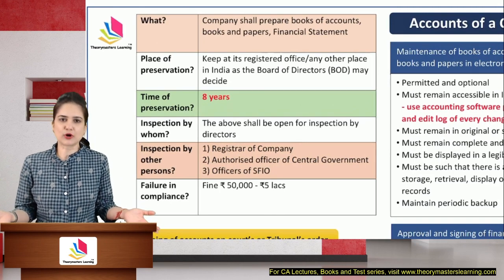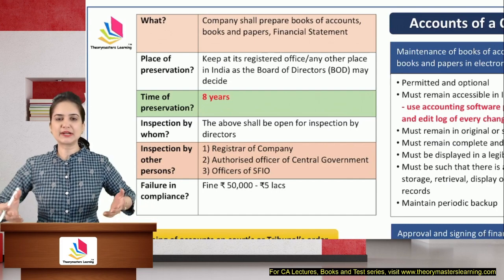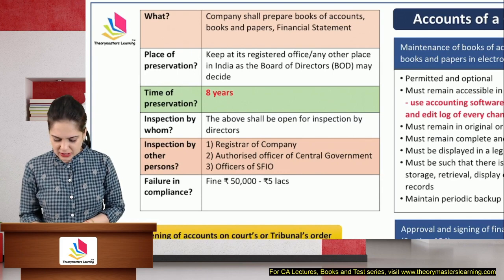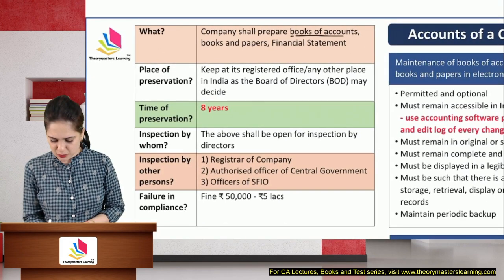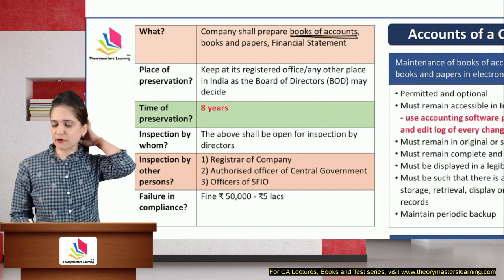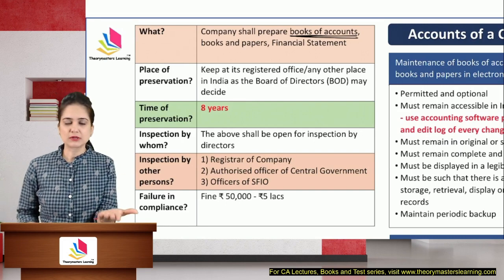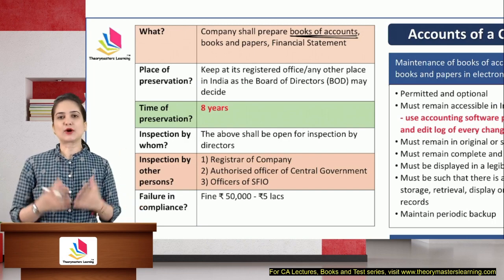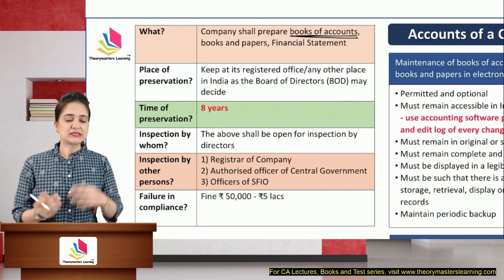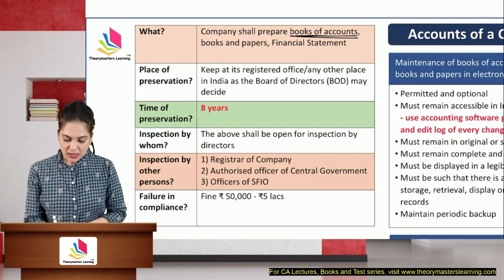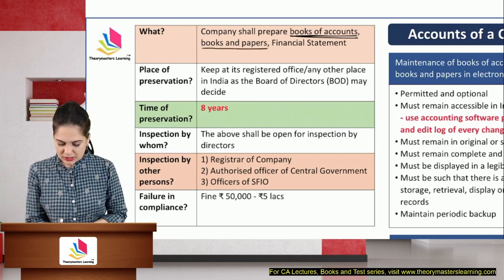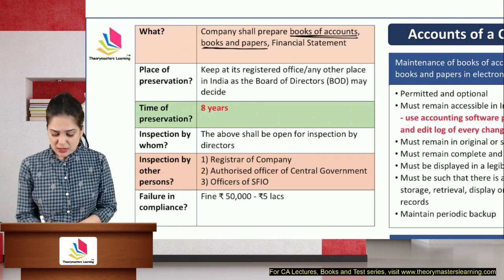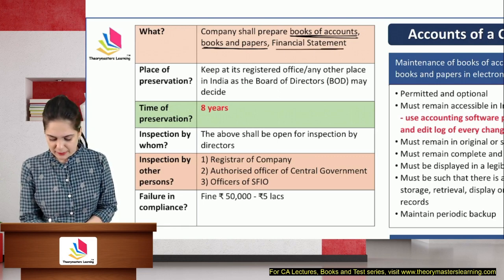What does a company need to maintain? Company shall prepare books of accounts. Books of accounts will include books and records maintained for the goods sold, goods purchased, cash received, cash paid, records of asset, liability. These are the books that the company will maintain. Company will also maintain other books, papers, documents, vouchers, other supporting documents, financial statements. Yes, the company shall maintain financial statement.